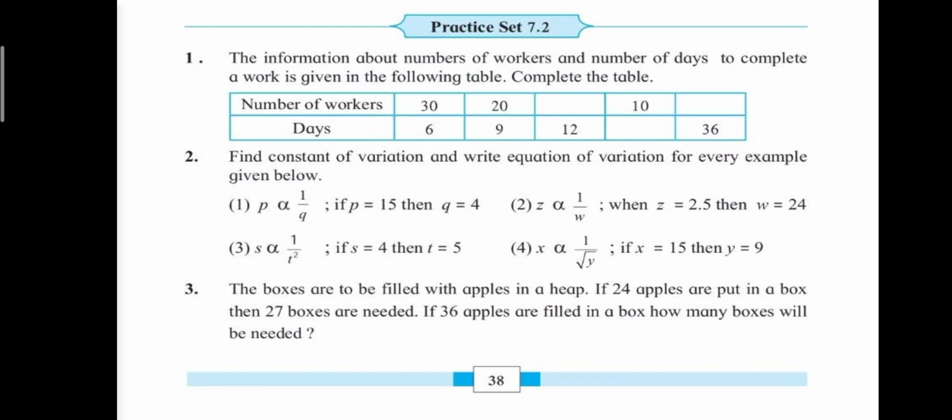Here, students, it is an inverse variation. Now in this chapter, students, we have studied direct variation and inverse variation. So if P is given as 15 and Q is given as 4, here we have to find the equation of variation.